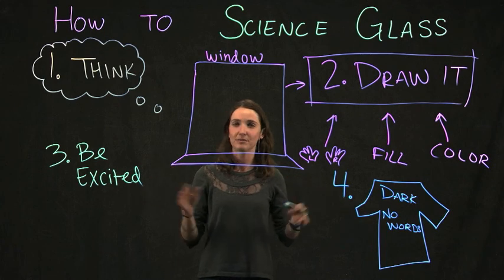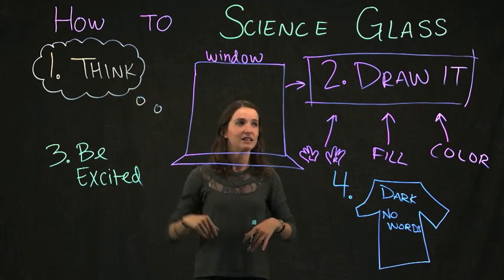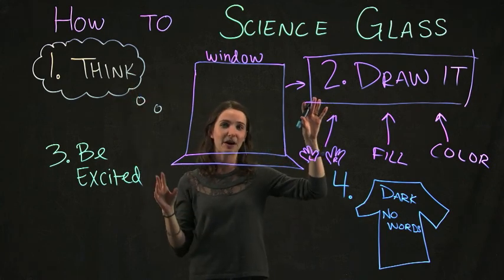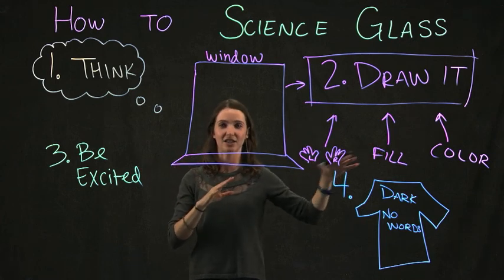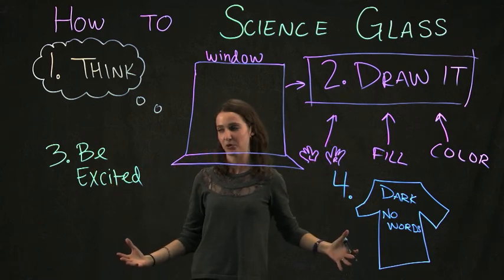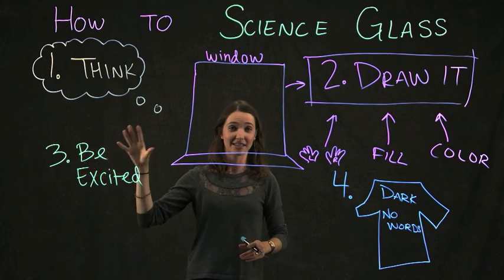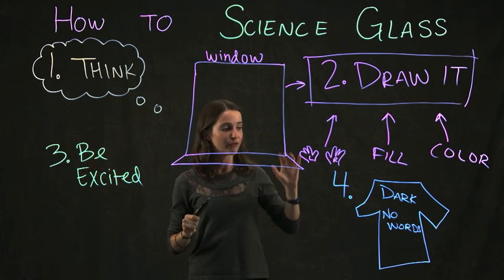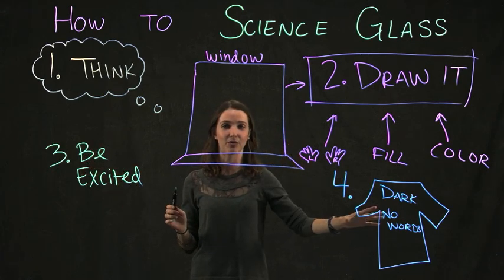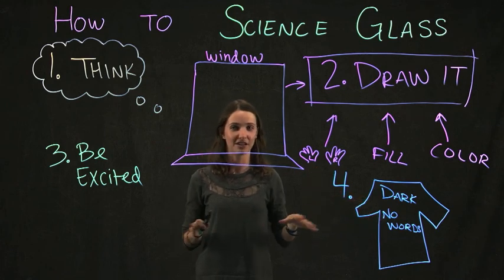So these are my 4 tips. First, you want to think it through. Second, you want to draw it out and think about these little practical things just by the nature of it being a light board. Third, you want to make sure that you're excited about what you're working on. And fourth, keep in mind what you're wearing, dark shirt with no words on it.